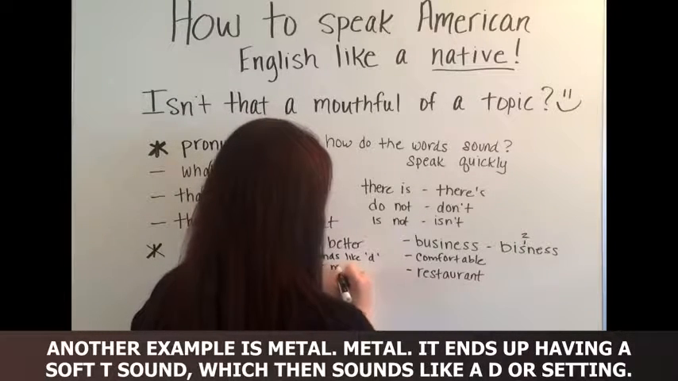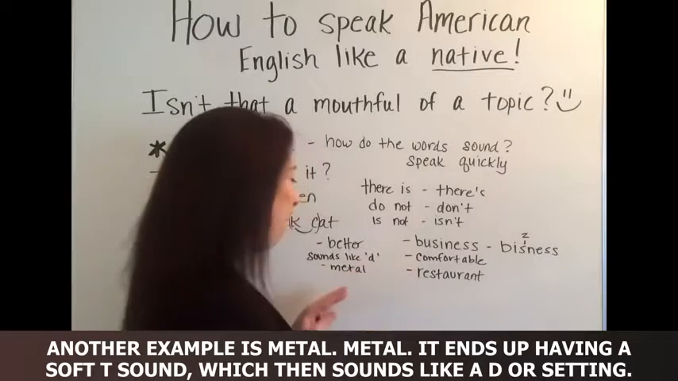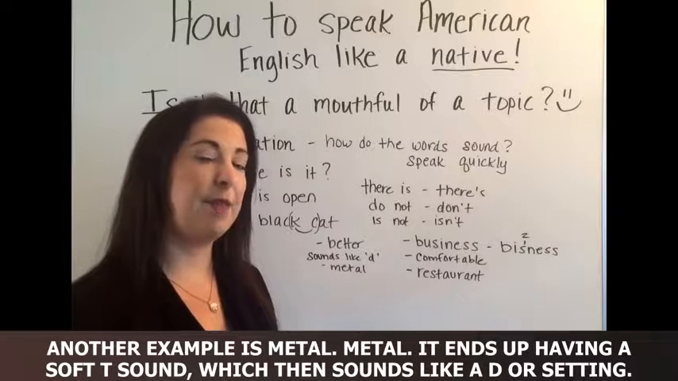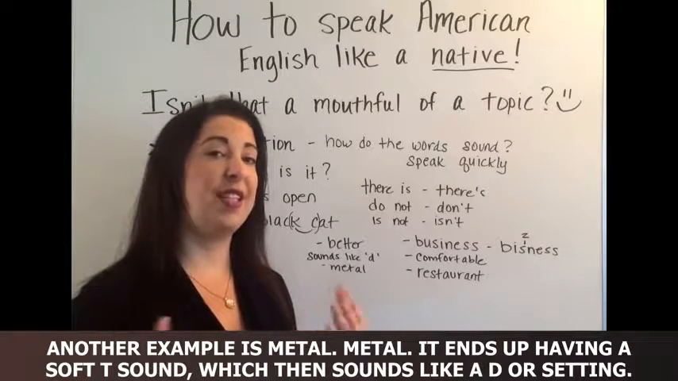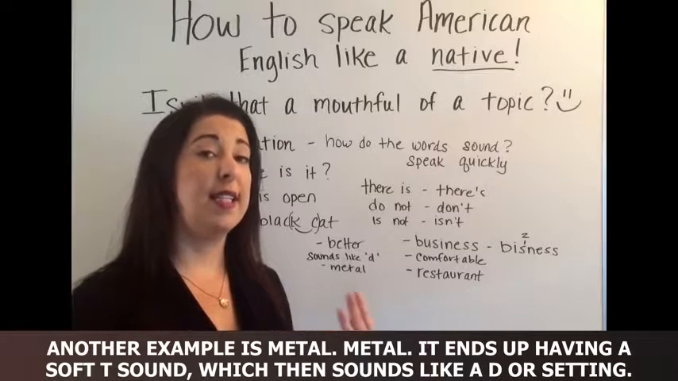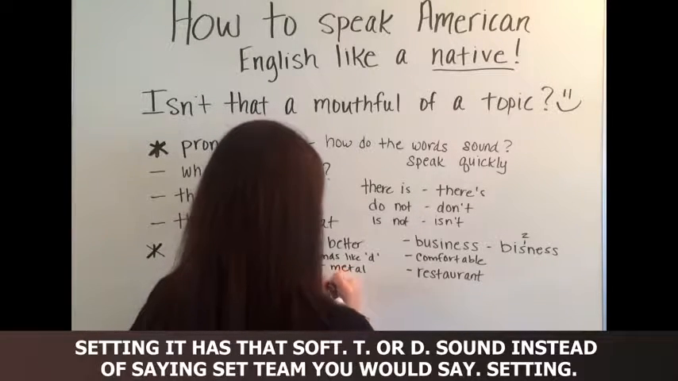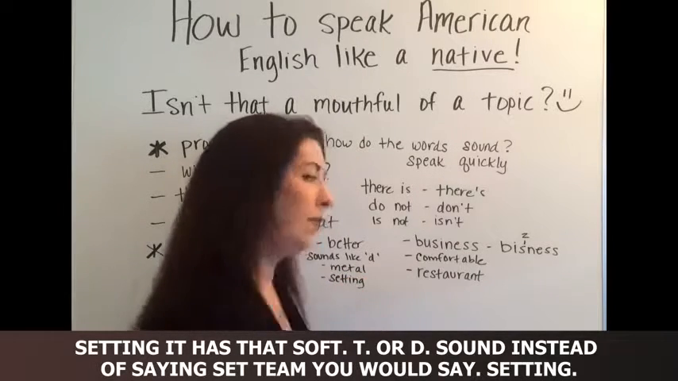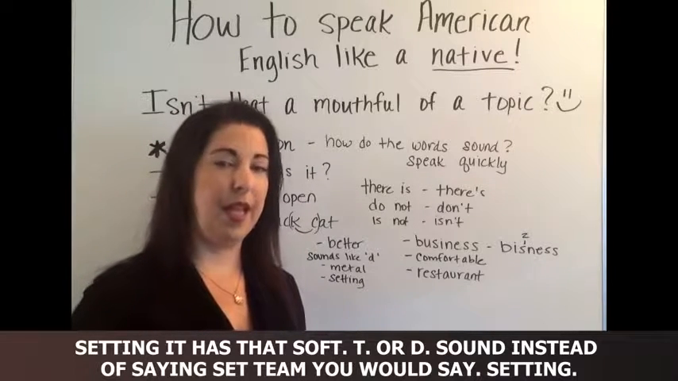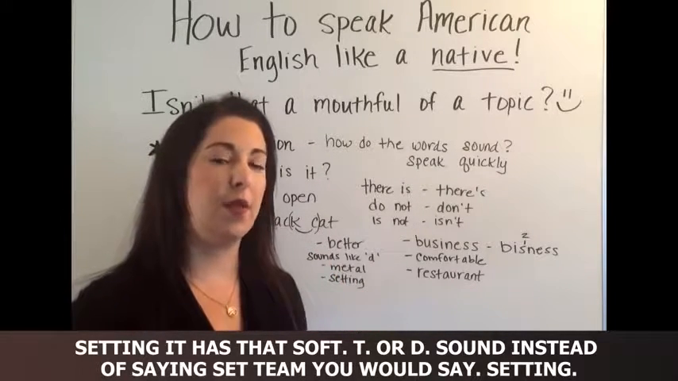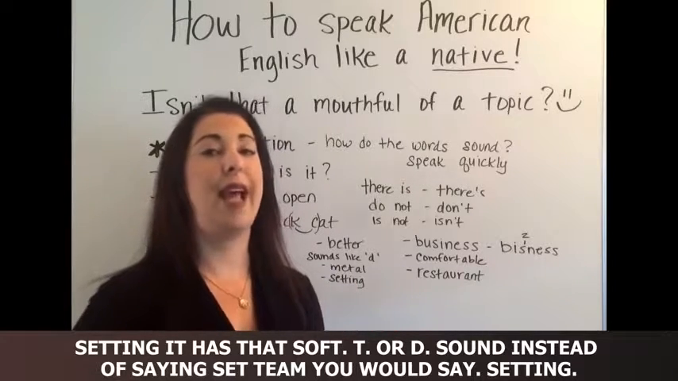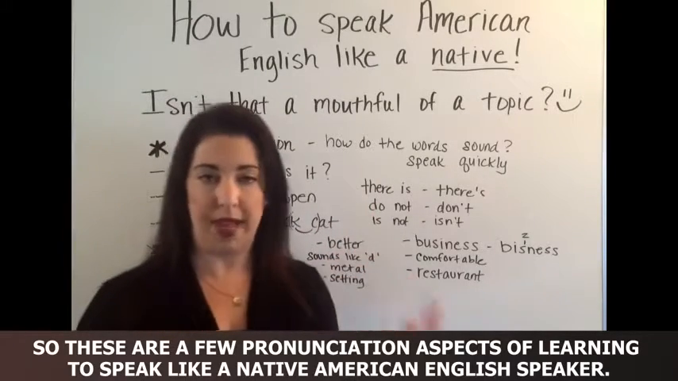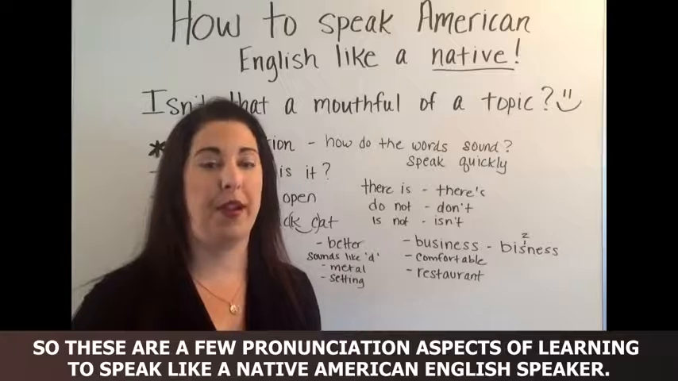Another example is metal. Metal. It ends up having a soft T sound, which then sounds like a D. Or setting. Setting. It has that soft T or D sound. Instead of saying "setting" with a hard T, you would say "setting" with a D sound. So these are just a few pronunciation aspects of learning to speak like a native American English speaker.